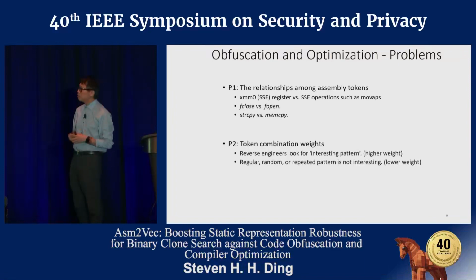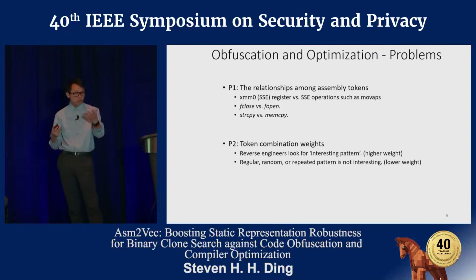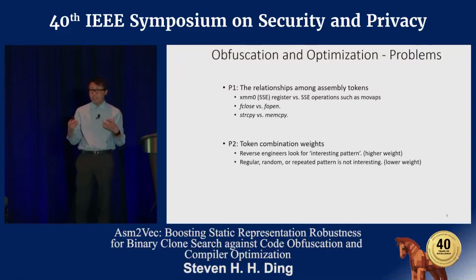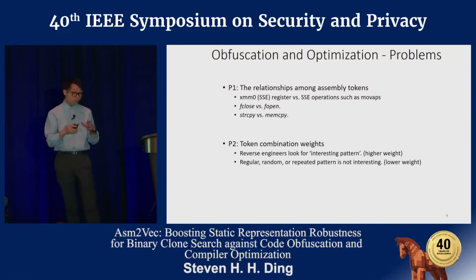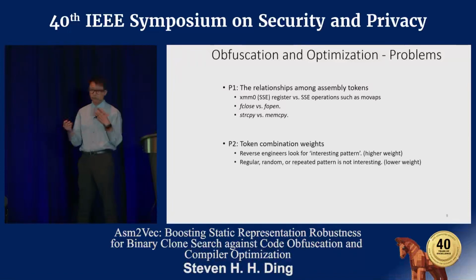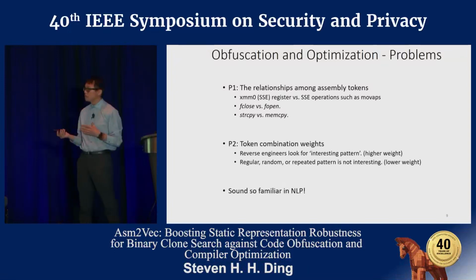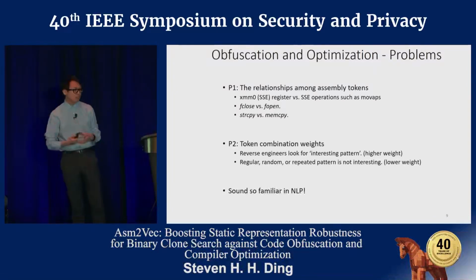And the second challenge, the second problem, is about how we weight this information. As an experienced reverse engineer, you may not actually read every single line of assembly instructions when you try to analyze something, right? Reverse engineers look for something interesting. So we put higher weight on something that we never saw before that violates what we commonly know. And regular, random, repeated patterns are not interesting, so we want to put a lower weight on those. These two problems are actually quite similar to the problems in natural language processing using machine learning.